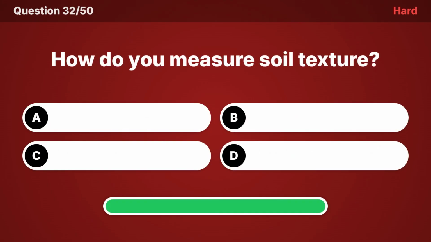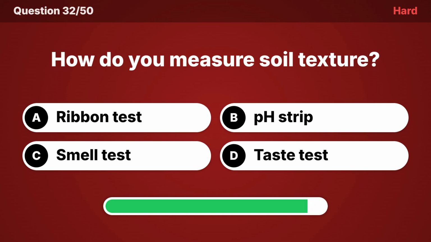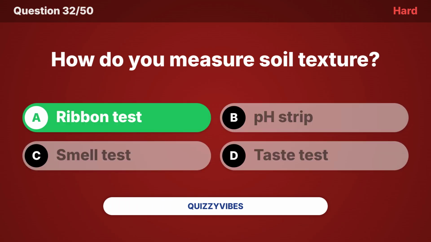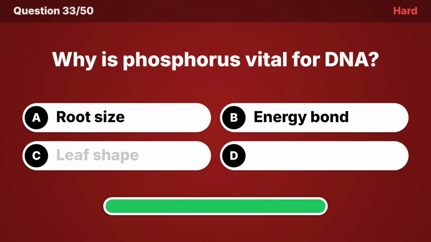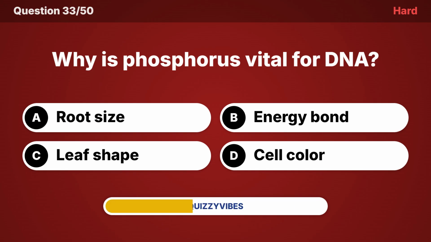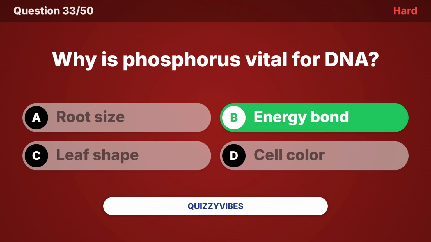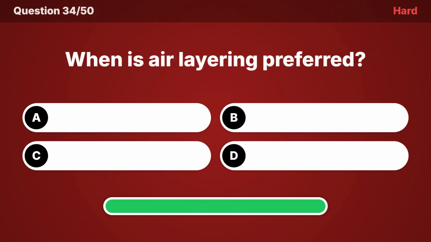How do you measure soil texture? Did you guess it? The answer is ribbon test. Why is phosphorus vital for DNA? Did you guess it? The answer is energy bond. When is air layering preferred?